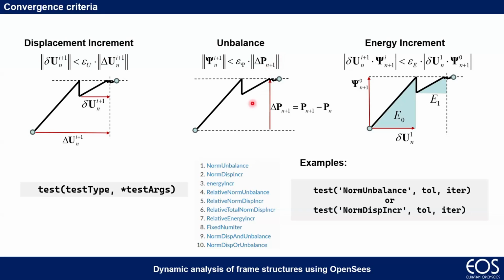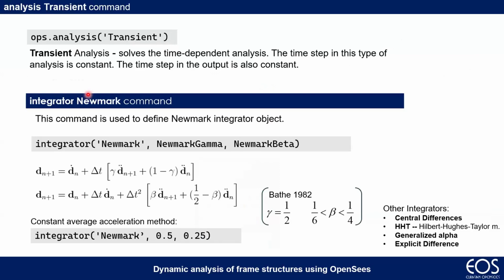So you have to declare the convergence criteria of the integrator, and you need another two things for running a time history. You have to declare that the analysis is transient, it is no more a static analysis. You have to declare which type of integrator you want to use for solving the equation of motion. For example, there are a bunch of integrators in OpenSees: central difference, HHT, generalized alpha, that has 4 parameters, HHT, explicit, and so on.